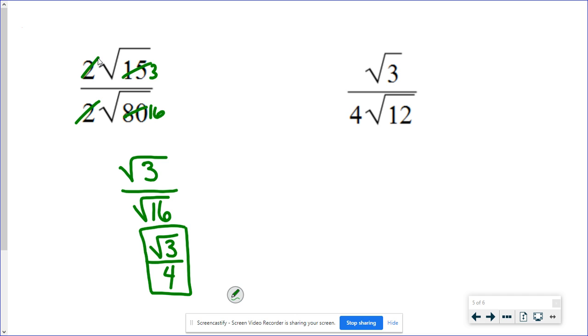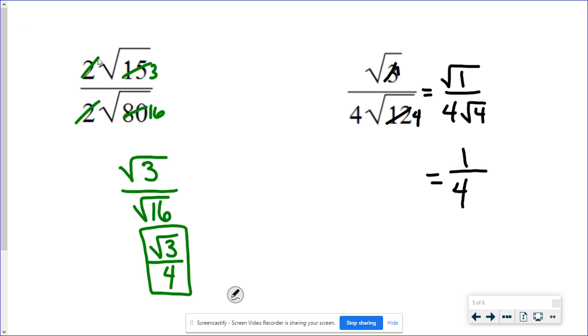And this last problem, again, 12 is not a perfect square. However, I could just look at the radical parts, the 3 and the 12. Let's divide them both by 3. This will be a 1. This will be a 4. So on the top, I'm going to have the square root of 1. Well, we know that's just going to be 1. On the bottom, I had a regular 4 on the outside. And now I have the square root of 4. That means I've got a 1 on the top. 4 times the square root of 4 is just 2. 1/8. And done.